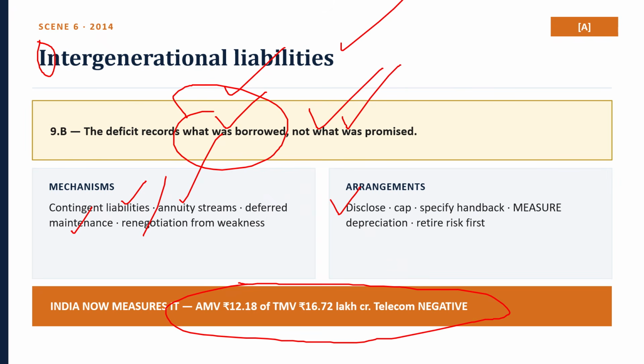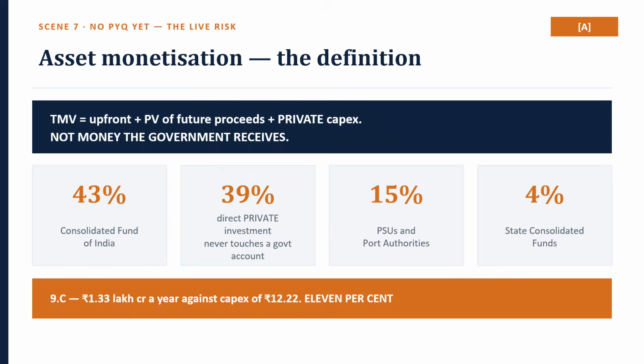So then we are moving to the next scene, that is asset monetization, and the definition everyone gets wrong. No question has been asked on asset monetization yet. That is precisely why it is the live risk in this head. Two pipelines. NMP 1.0 ran from financial year 22 to financial year 25 across 13 sectors with a 6 lakh crore target and achieved 89%. That is 5.3 lakh crore, led by highways, coal mines, petroleum and natural gas, and ports.